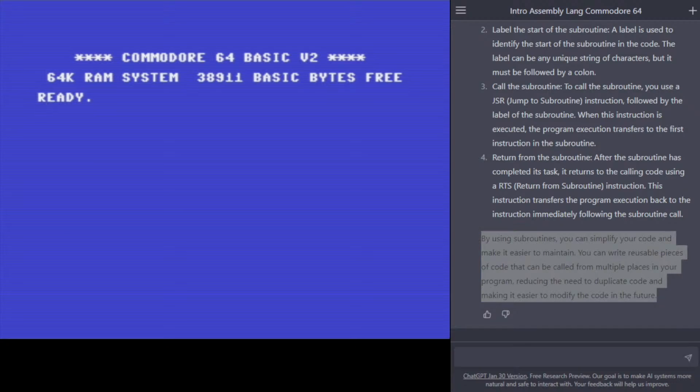By using subroutines, you can simplify your code and make it easier to maintain. You can write reusable pieces of code that can be called from multiple places in your program, reducing the need to duplicate code and making it easier to modify the code in the future.